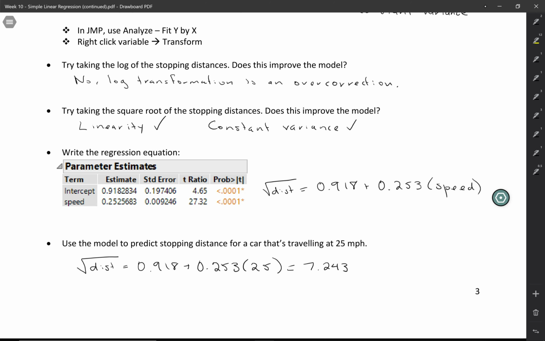This is for the square root of the stopping distance. And so if we want to get the actual distance, we're going to have to square both sides. So we'll take that 7.243 squared, and our predicted value would be 52.46. So it's always really important when we go to make our predictions that we remember to undo the transformation and get back to the original scale.